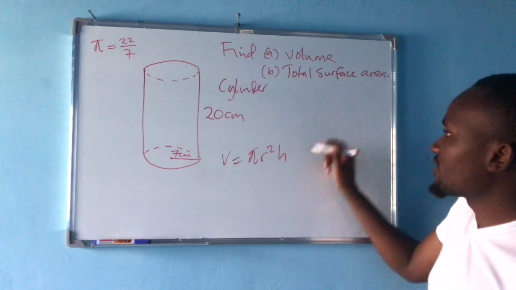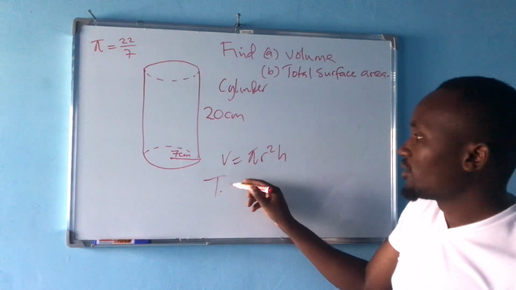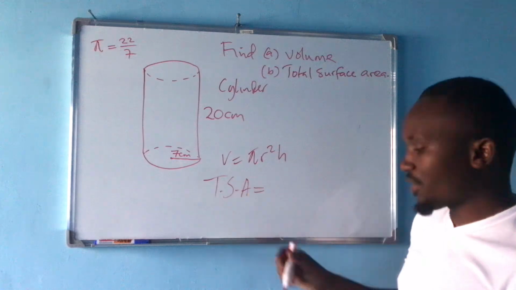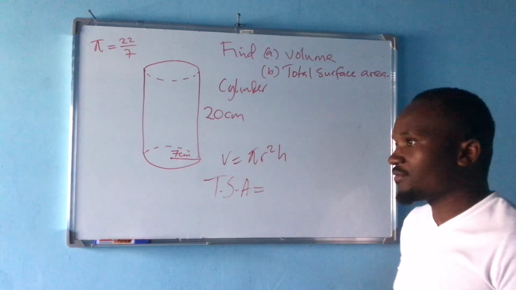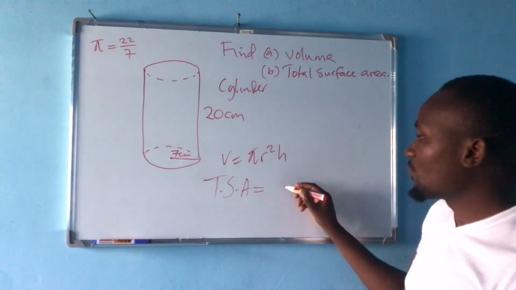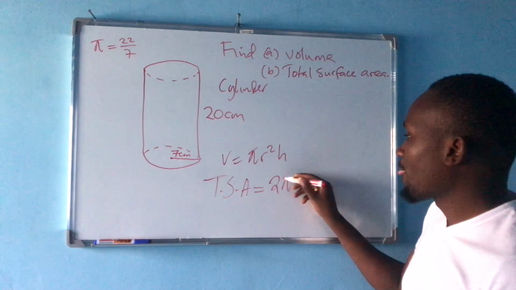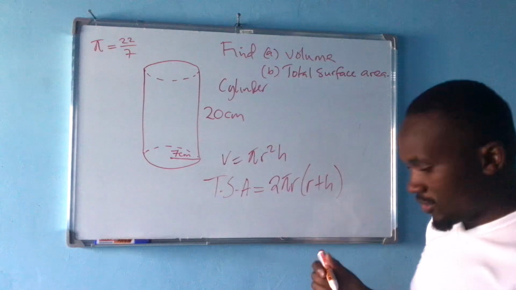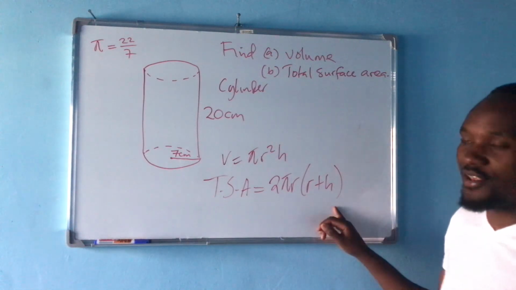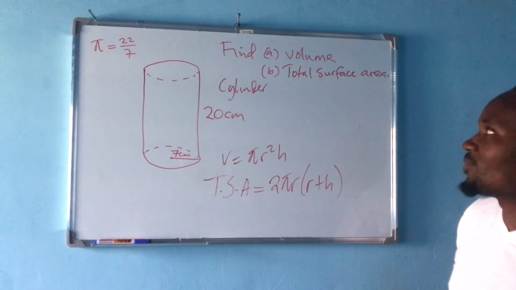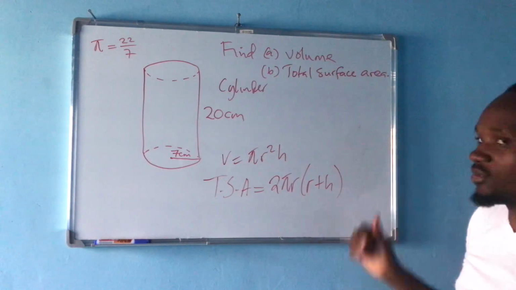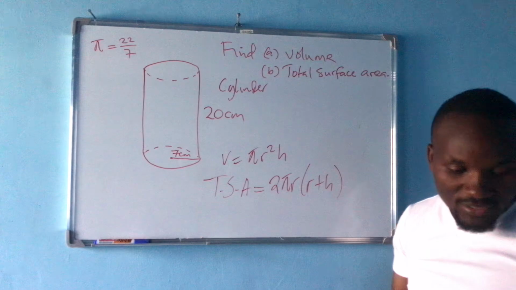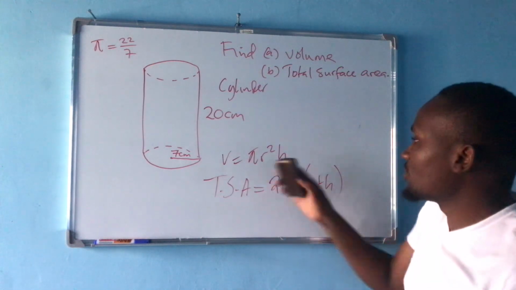Then coming to the total surface area, I'll symbolize this as TSA, meaning total surface area. For the total surface area, the formula that we need to use is 2 pi r, open bracket, r plus h. So with these two formulas, we'll be able to find the volume and the total surface area of this cylinder. So let's get into it. How do we go about using this formula?